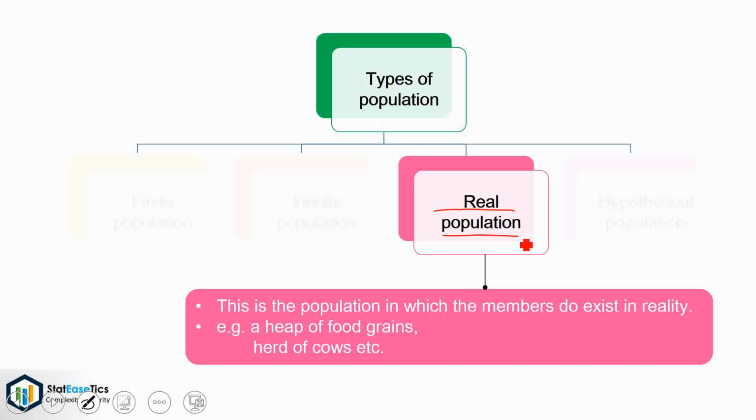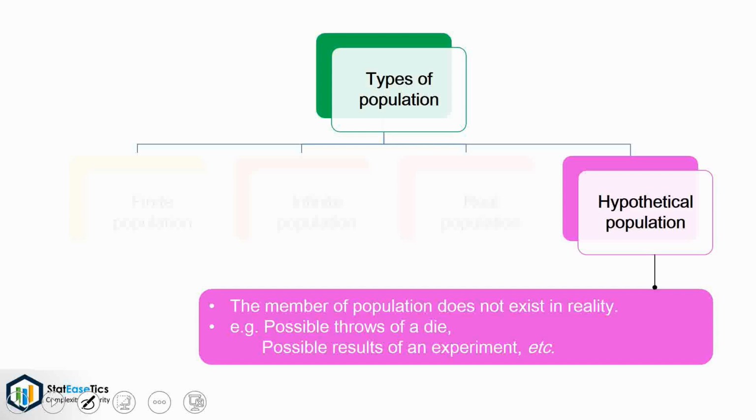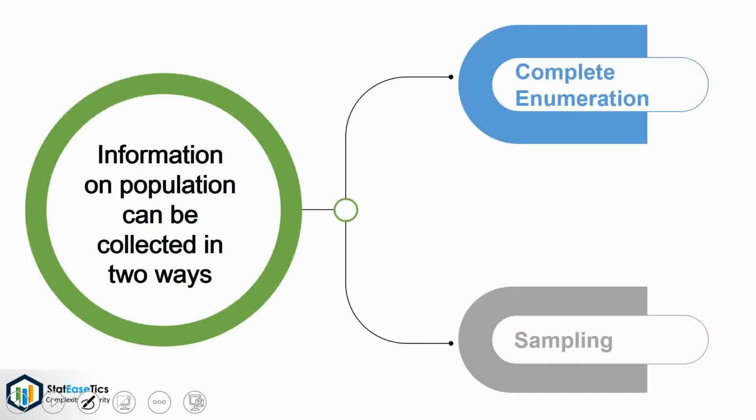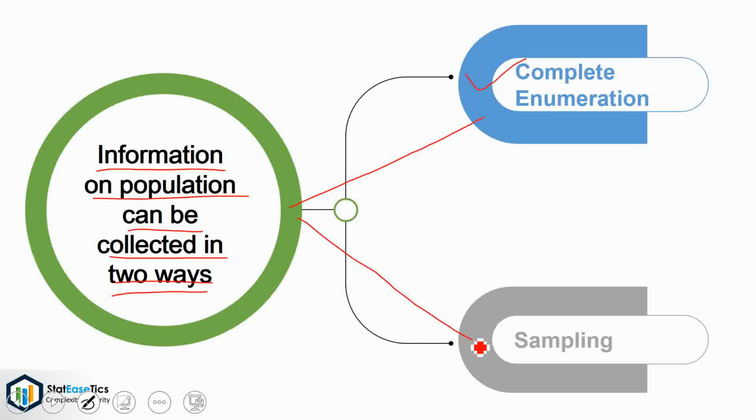Real population. This is the population in which the members do exist in reality. Example, a heap of food grains, herd of cows, etc. Hypothetical population. The members of the population do not exist in reality. Example, possible throws of a die, possible results of an experiment, etc. The information on population can be collected in 2 ways, namely through complete enumeration or by sampling.